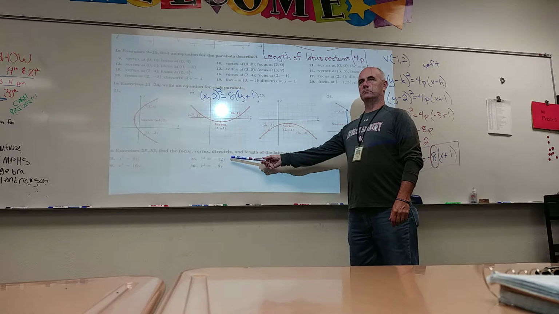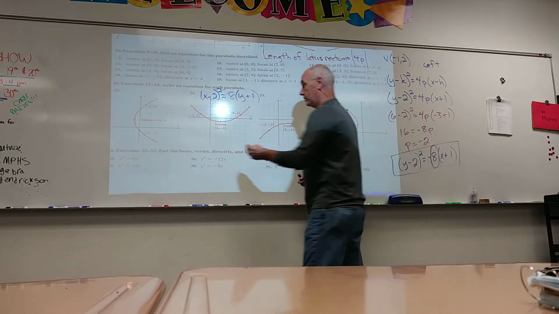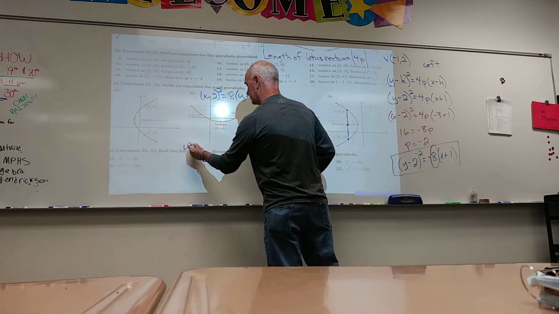How long is the latus rectum? 12. Done. The length of the latus rectum is 12.